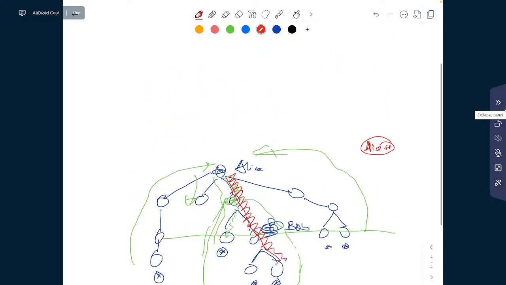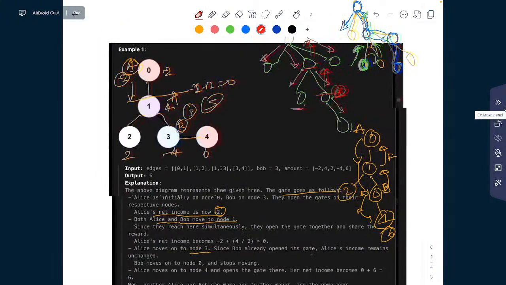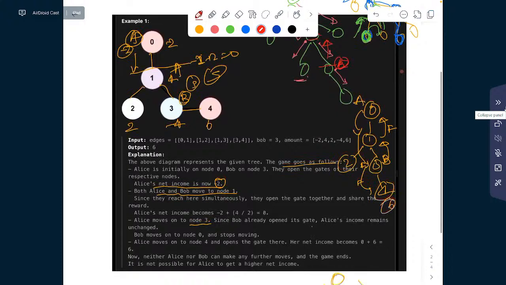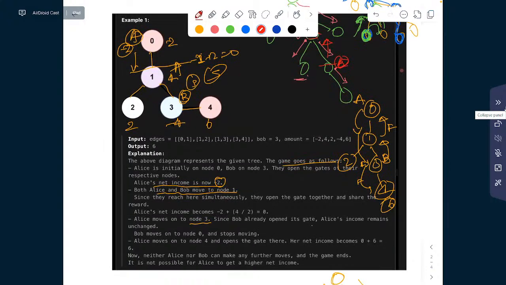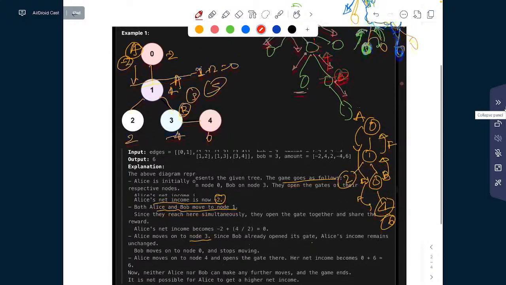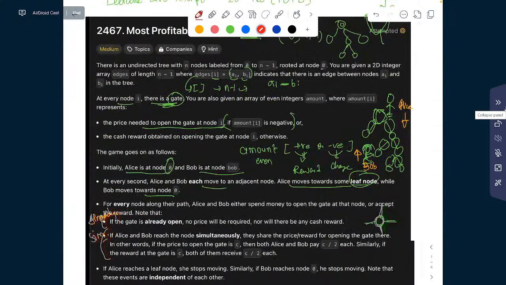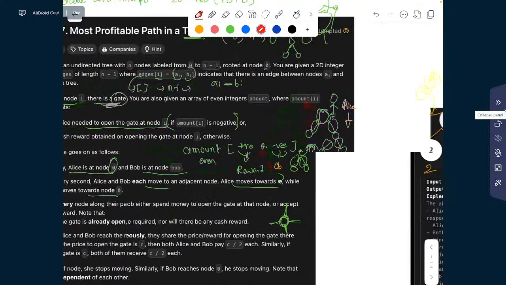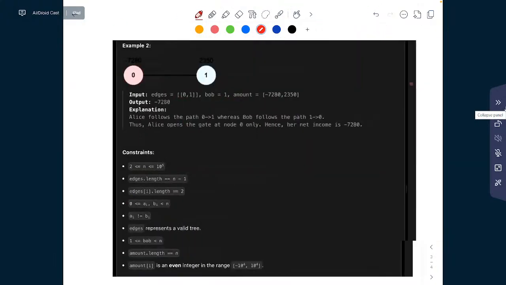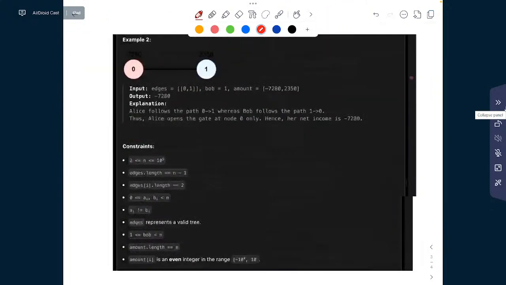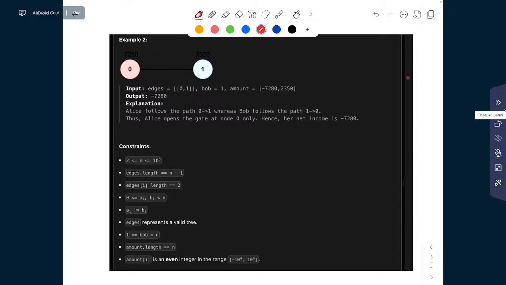Is B a leaf node? I don't think so. Bob's position is: Bob moves to node 0 and keeps moving. Alice moves to node 4. Bob is at node Bob. Do we have Bob given to us? Yes, Bob is given to us, right? So Bob has limited options. So Bob's problem is actually different.